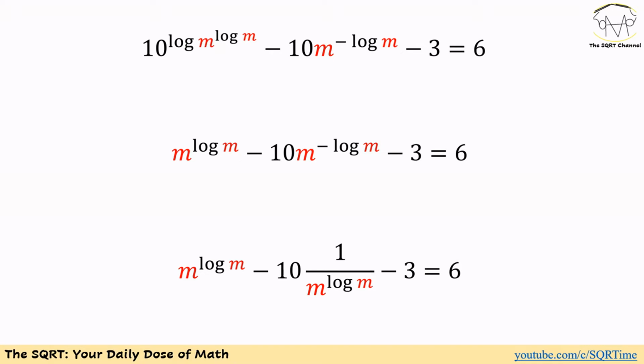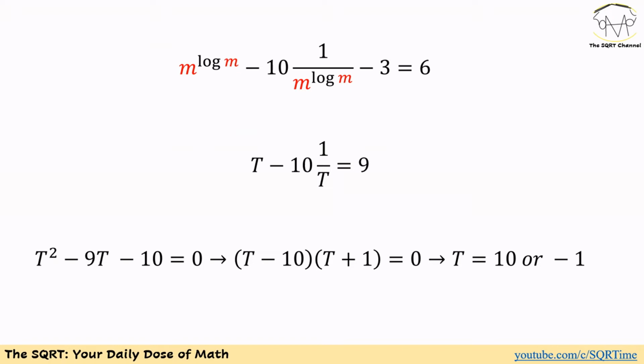We have m to the power of log m. We are going to write it as t. Then we have t minus 10 times 1 over t is equal to 9. If we simplify it, we will have t squared minus 9t minus 10 is equal to 0. So we can write it as t minus 10 times t plus 1 is equal to 0, and t can be 10 or negative 1.